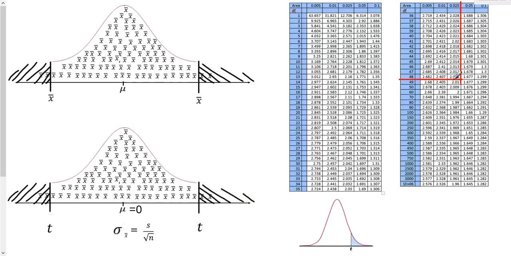So I have the number 2.011. Since this is symmetric, I know this is 2.011 above, and it's also negative 2.011 below here. Okay? So I'm going to use this distance to create my margin of error now. 2.011 is t.